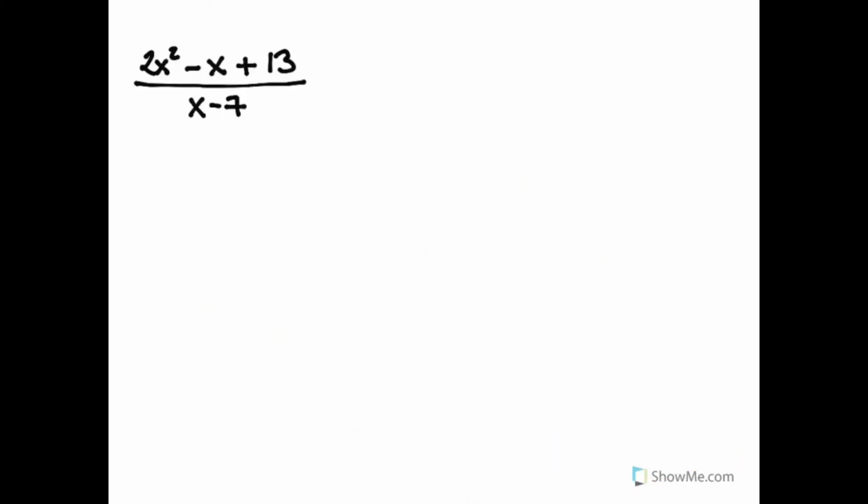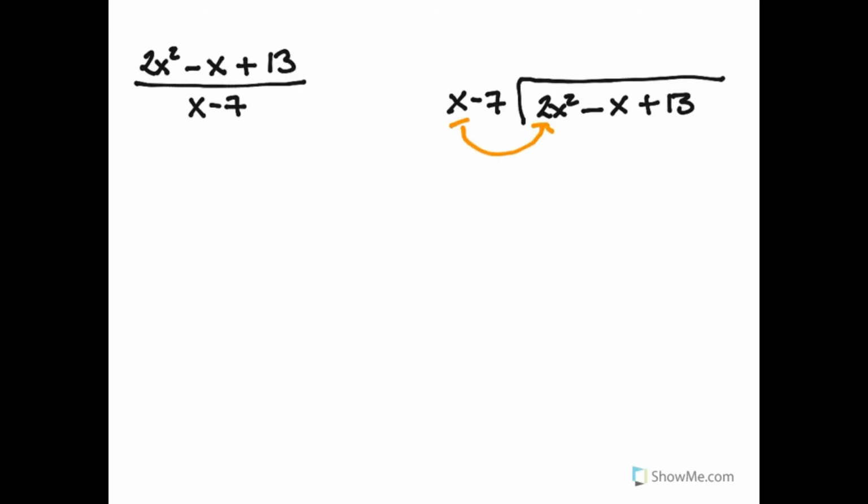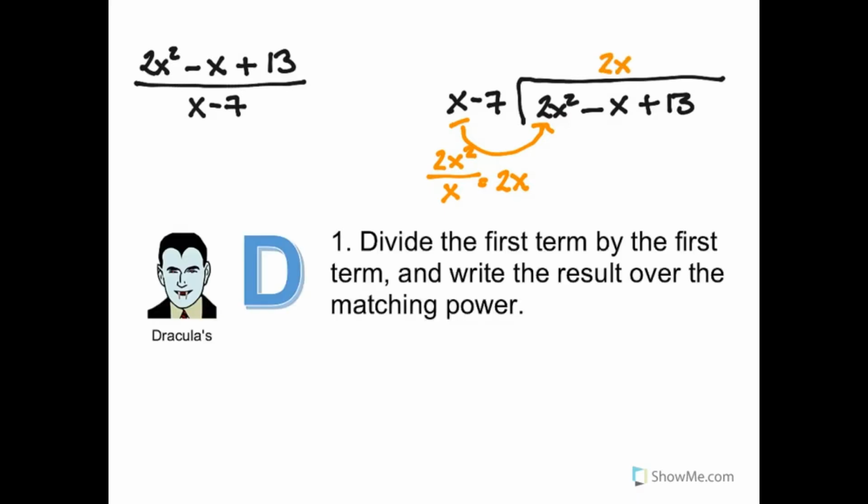Well, here's a division problem, and let's see if we can divide and write down the steps of doing the division at the same time. So I write x minus 7 outside, that's the divisor, and inside 2x squared minus x plus 13 is the dividend, and I start by dividing x into 2x squared. So 2x squared divided by x gives me 2x. And I write that in the x column. Well, that's the first step. Divide the first term by the first term and write the result over the matching power.